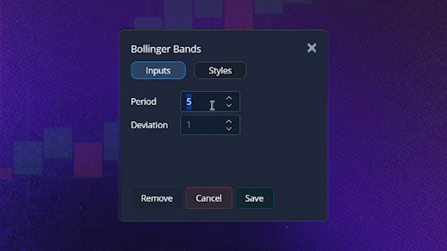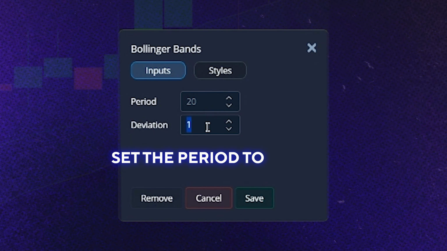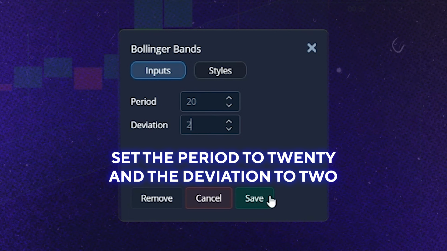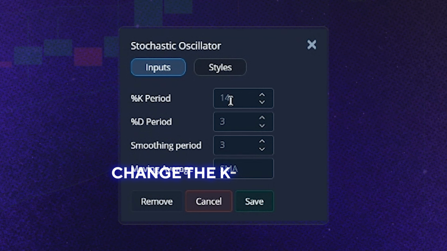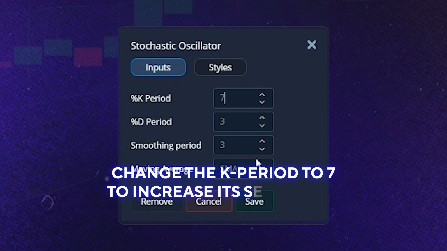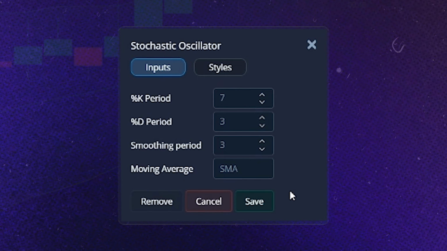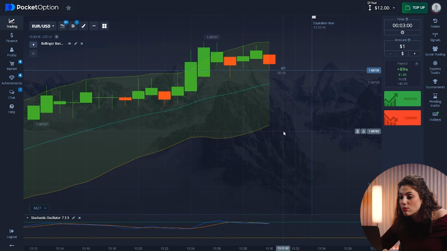Let's move on to the settings. Go to the Bollinger Bands settings and set the period to 20 and the deviation to 2. In the stochastic settings, change the key period to 7 to increase its sensitivity and leave the other parameters unchanged. The settings are done. Now let's move on to trading.